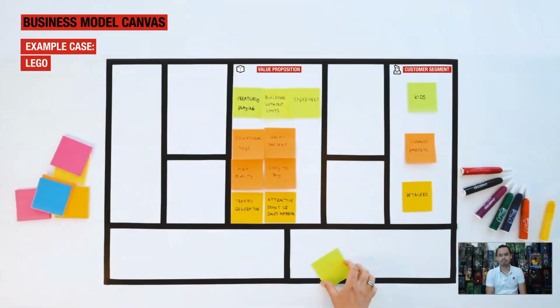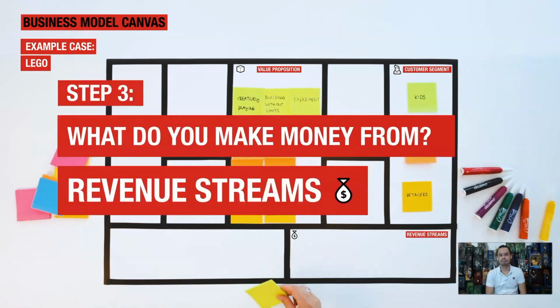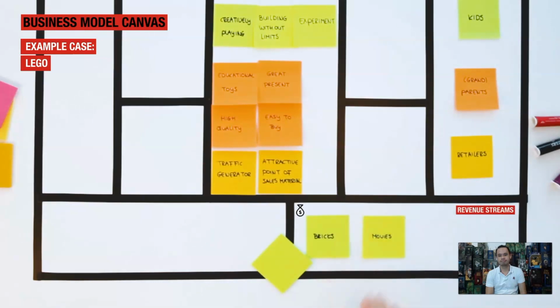Step 3. This section is about your revenue streams. What do you make money from? For Lego, these are the toys they sell.